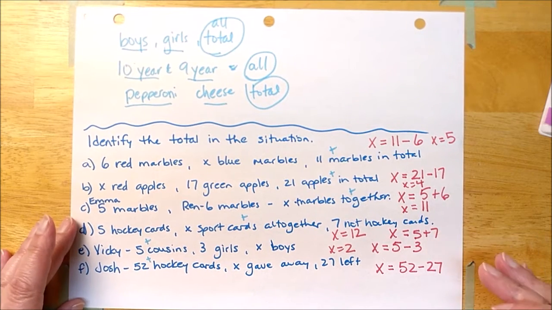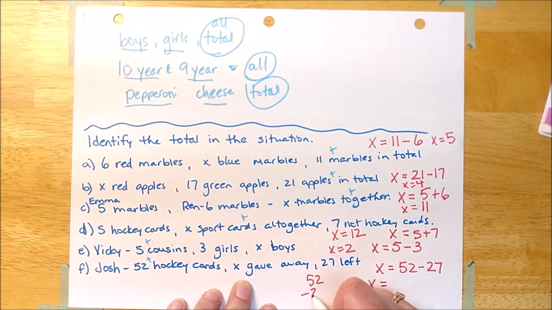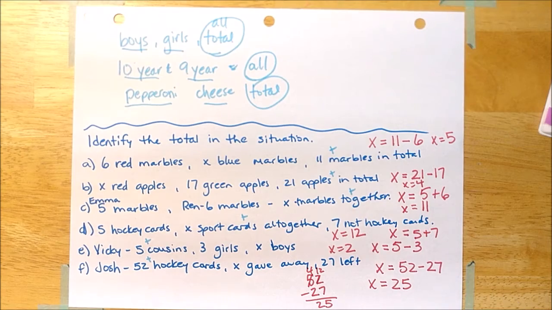And we don't know how many hockey cards Josh gave away, so we are subtracting with regrouping. 4, 12, 5, 2. So x equals 25.